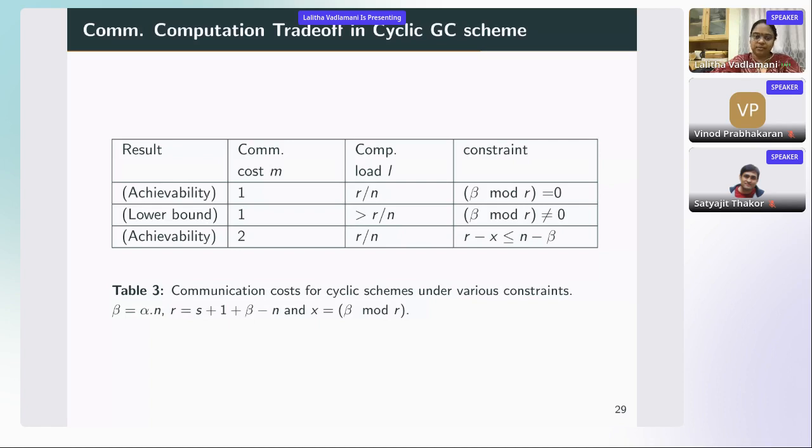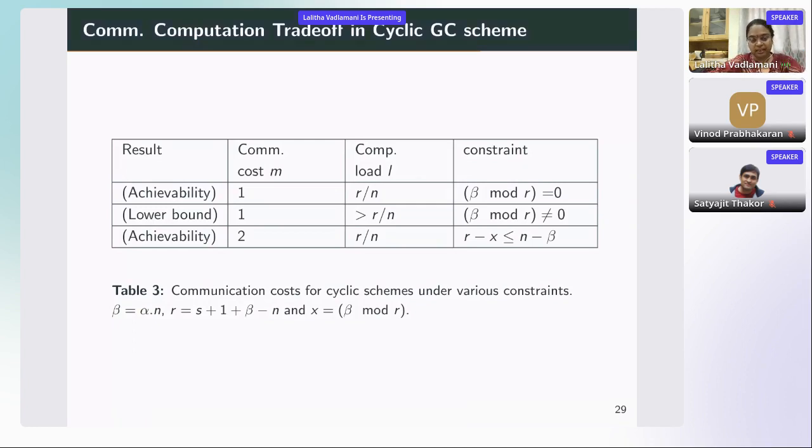So we show this, again, not for all parameters. There is a certain divisibility condition which is required for communication cost 1. If the divisibility is not satisfied, we are in the regime of this lower bound. But then it becomes a case for communication cost 2. It is not that with communication cost 2 I can cover all parameters. There is a slightly larger class of parameters for which we can show that cyclic codes with communication cost 2 can be used for partial recovery. That is the way to understand this.